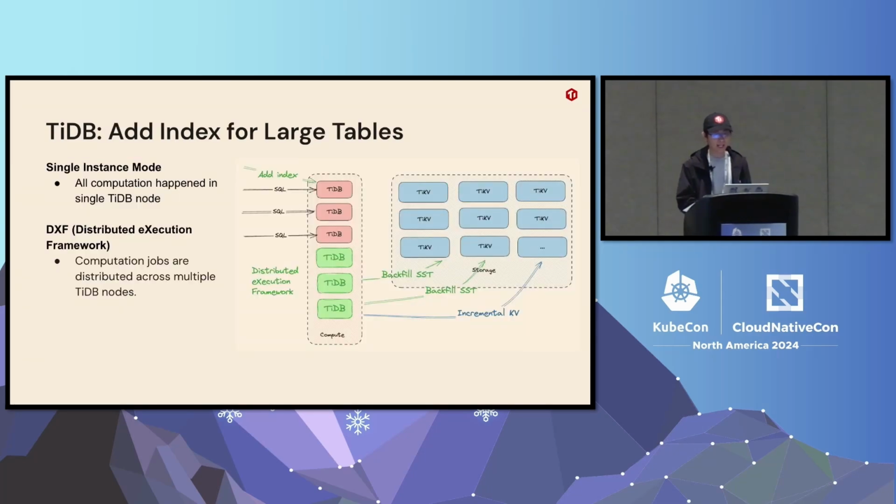And the next is adding an index. It's similar to the import. We reuse the distributed execution framework. The difference between import and add index is that the data is already in the system, in TiKV. So we can just scan the data, generate the final asset files, and ingest them into TiKV. Meanwhile, there might be some new inserts for this table, so we need to handle the incremental KV, the index KV, and write it into our system.